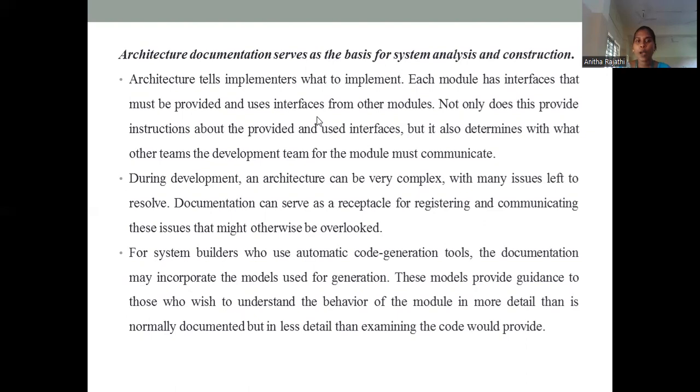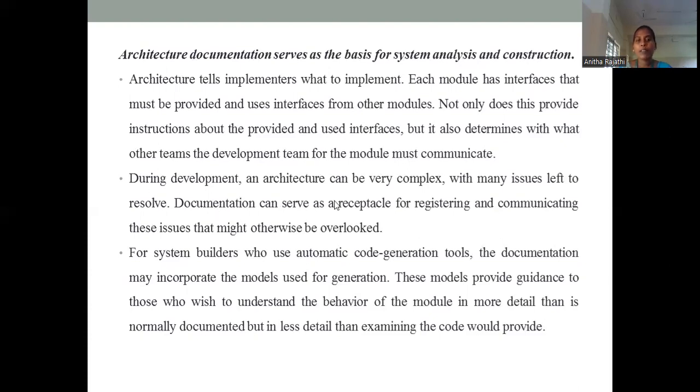So not only providing or using, everything has to be determined, it has to be developed in such a way that it is communicating well with the other modules. The architecture tells implementers what to implement, and every module will have an interface. That interface either we have to provide, or we have to take from the other module. So it also gives the instruction how to provide, where to use, and everything.